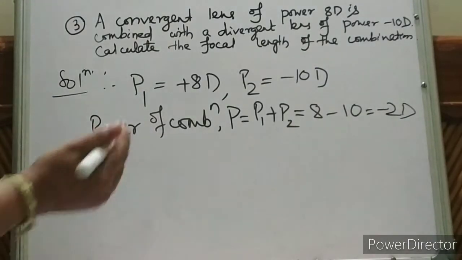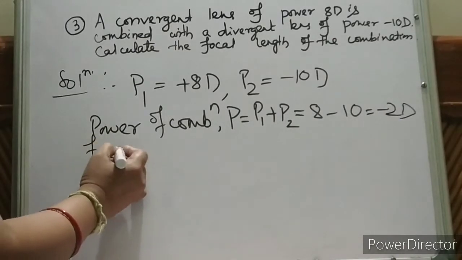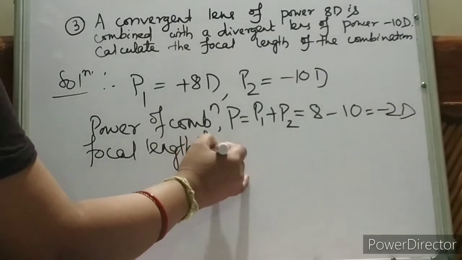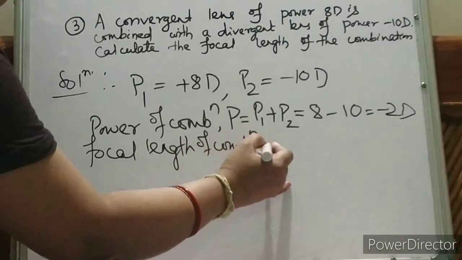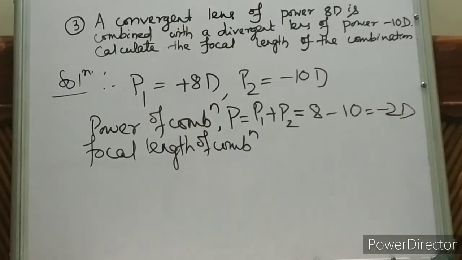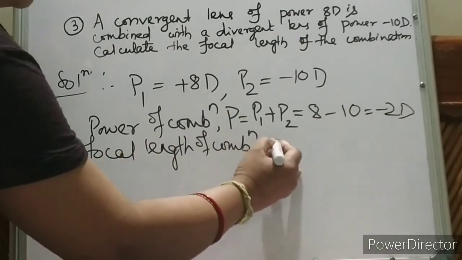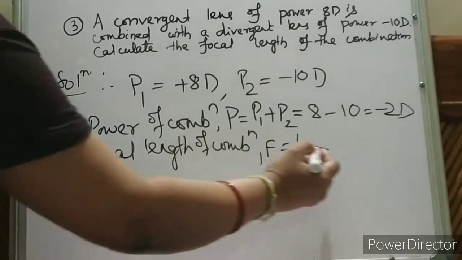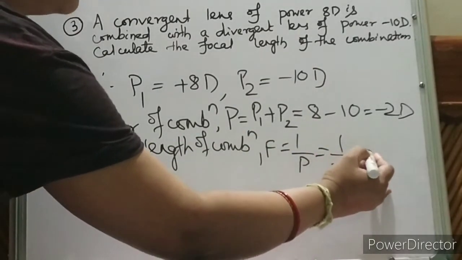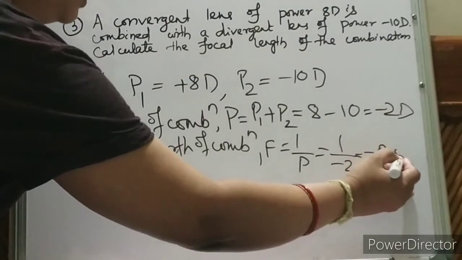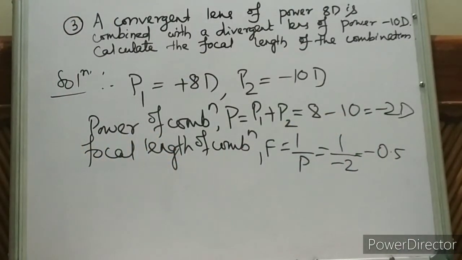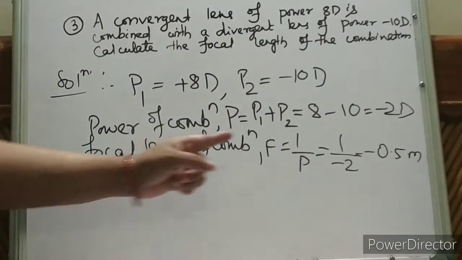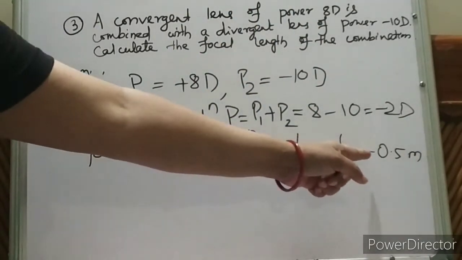Now we can find out the focal length. What is the formula for the focal length of the combination? Tell me, what is the focal length of the combination? Nothing but the reciprocal of the power, 1 by P. Simply we can write 1 by -2. It is now -0.5. Diopter, so we'll write meter. See, now focal length F is equal to -0.5 meter.